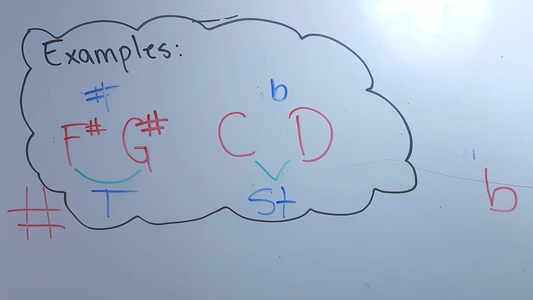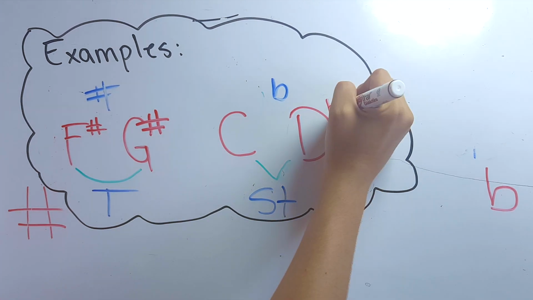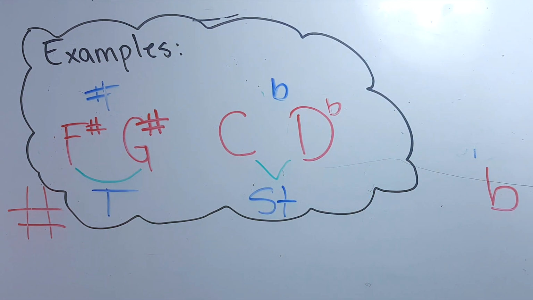The other example is from C to D. C to D, there's a tone, but it wants us to be a half a tone. So we have to add a flat to make it come back a half a step. So we have to add D flat. So according to the chromatic scale, C to D flat, it's a half a tone.